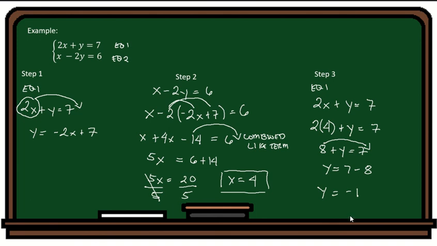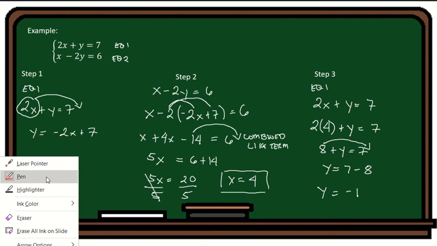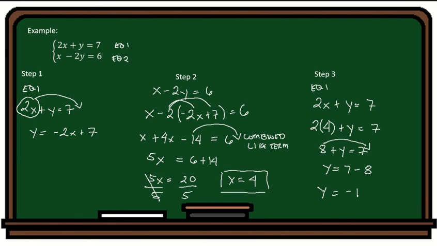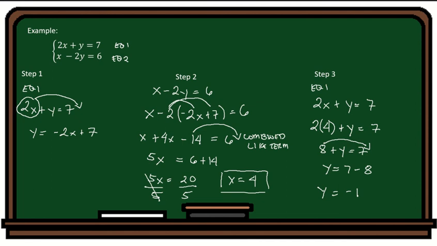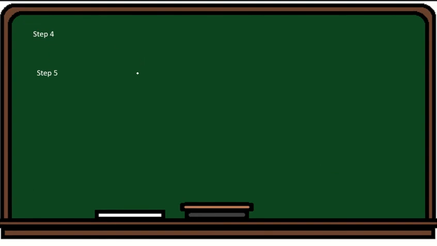We already have the value of x and y, so we can now proceed to step 4, which is writing the solution as an ordered pair. So we have now our ordered pair, which is 4 and negative 1. 4 is the value of x and negative 1 is the value of y.